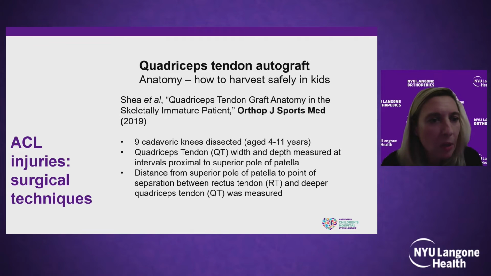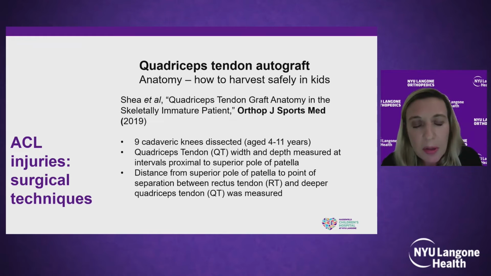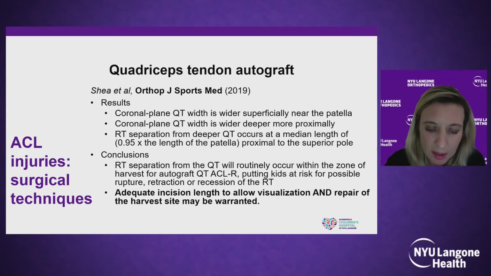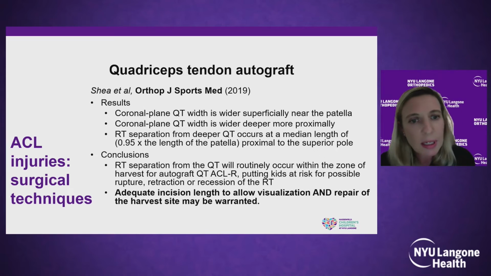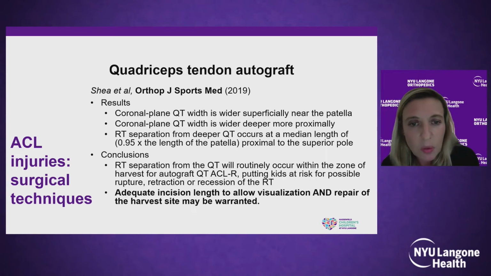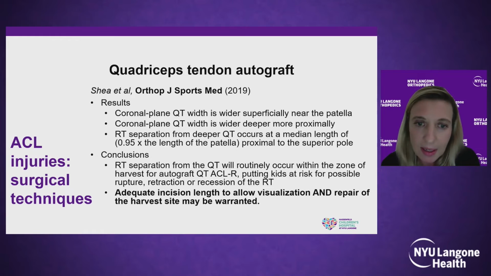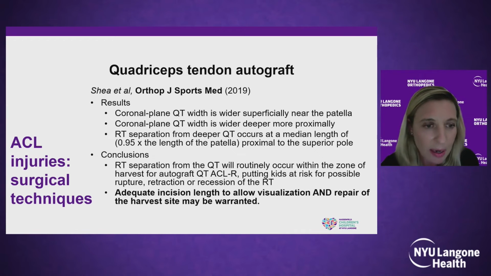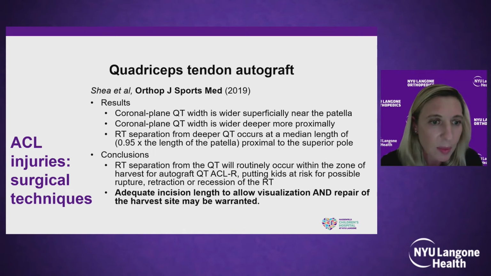In terms of what we know about the anatomy, this is just one anatomic study, a cadaveric study done in kids about how to safely harvest this graft. So 9 cadaveric knees in children. They looked at the quad tendon width and found that it was wider superficially near the patella, and wider deeper more proximally. And I think this is where we get into trouble, not recognizing its trajectory. That's why I will echo Dr. Alea's sentiment to do this open, especially when you're learning.